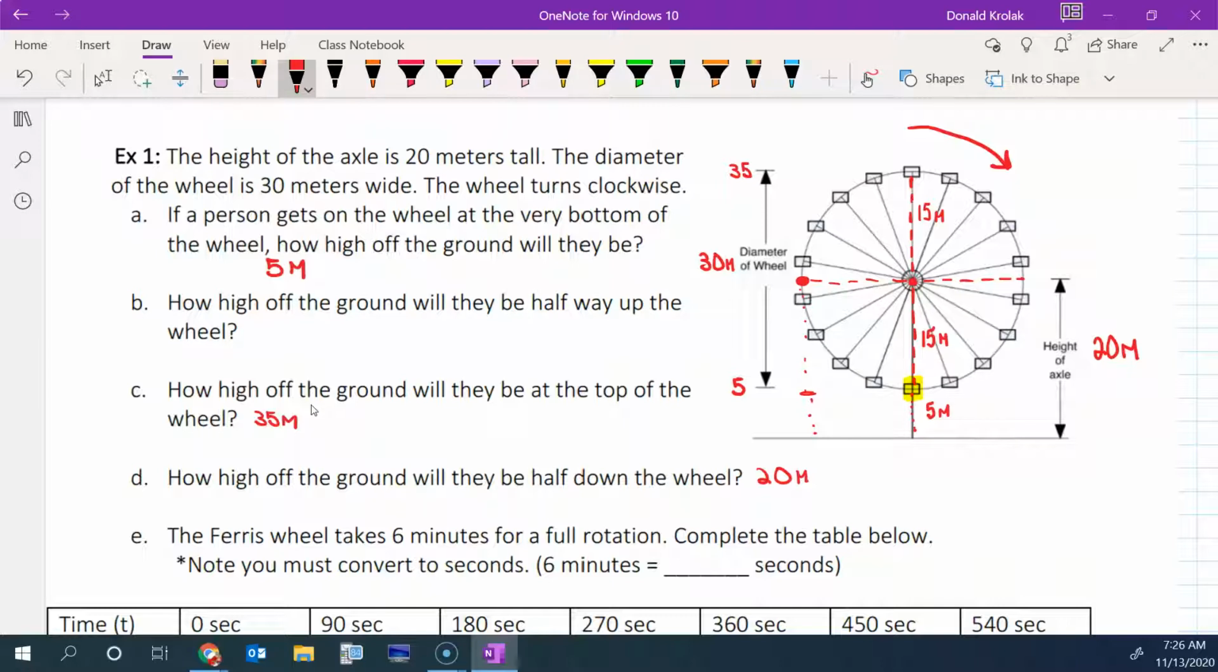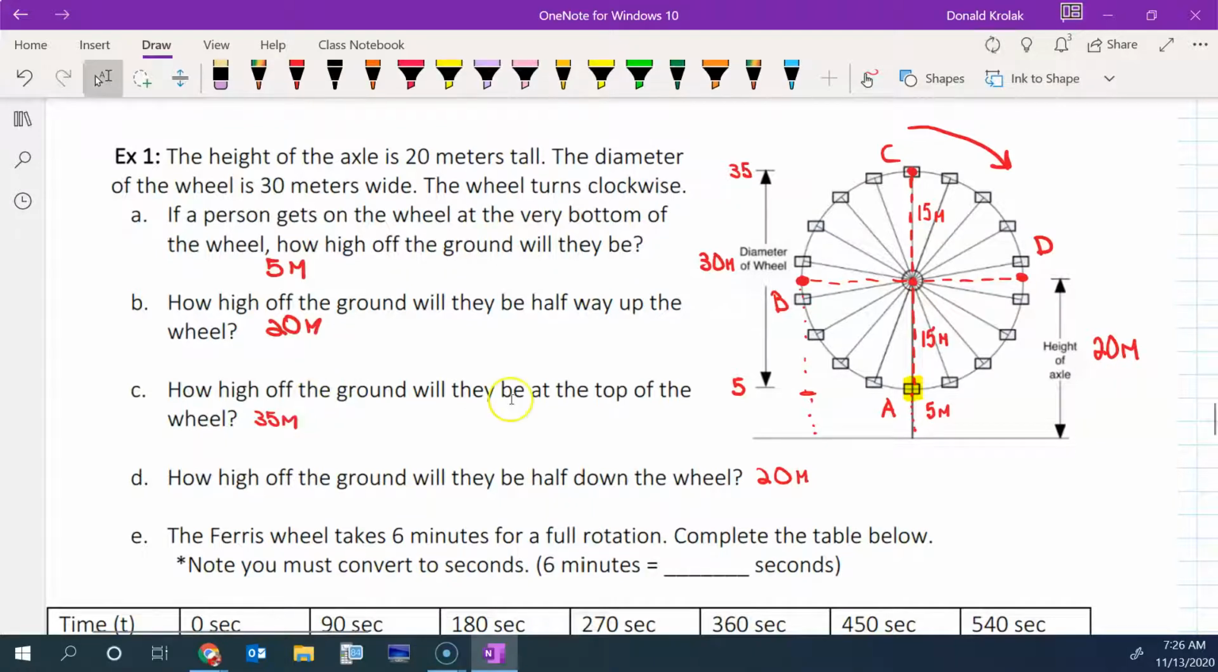So if we started here, we'll call this point A. This would be halfway up. That's point B. That would be 20. Then at the top, 35. We'll call that C. And then back here, call that D. We're back to 20.